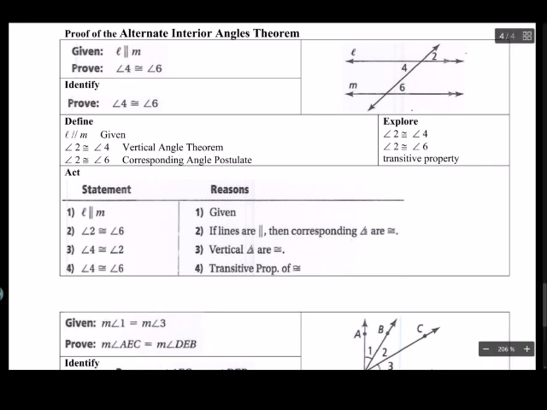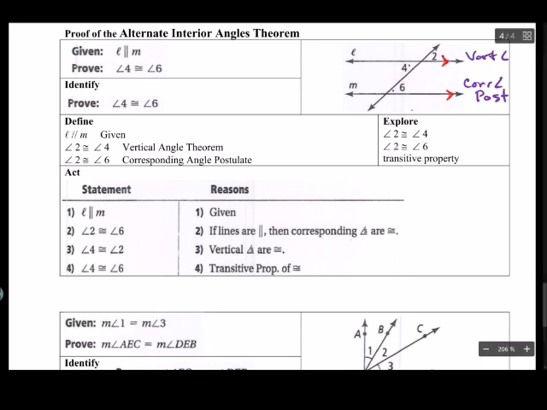Now I see vertical angles right away, and we've already proved our vertical angle theorem. And I see our two alternate interior angles here, but we can't use those because we don't have that yet. But what I do see is angle 2 and angle 6, and those are corresponding angles. And corresponding angles have a postulate, and you know that postulates are accepted as fact. So that comes in very handy for us.